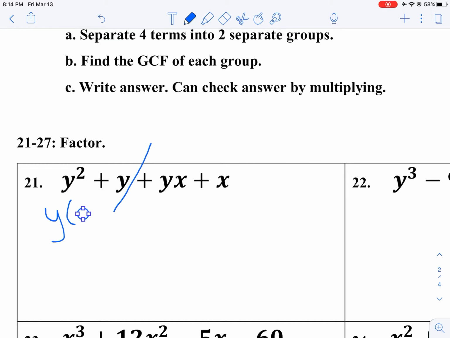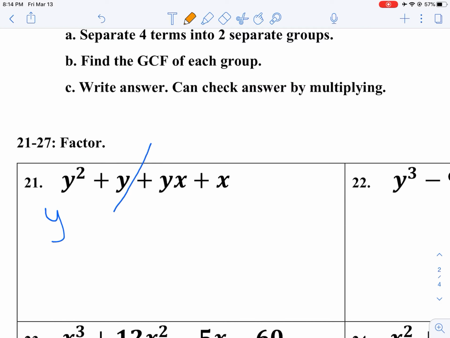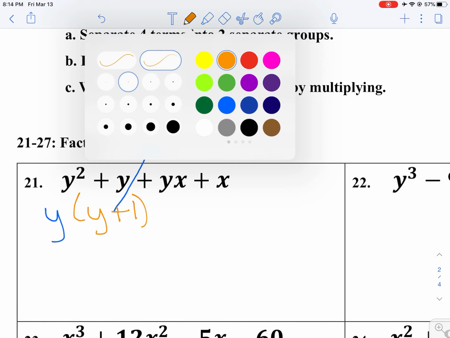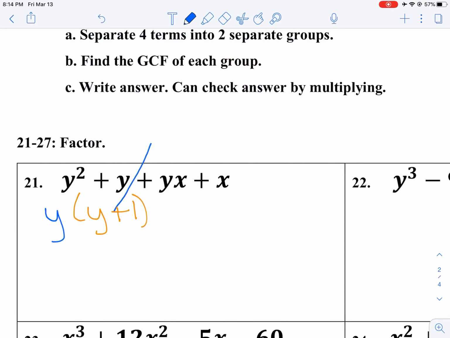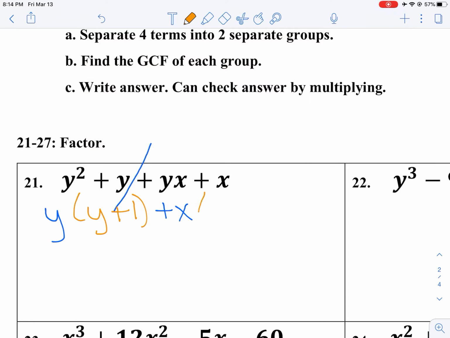I'm going to actually not write it like that. I'm going to put this in here. If I take out that y, I'm left with y squared. Then on this one, what do they have in common? They have an x in common. And when I take out that x, they have a y plus 1.